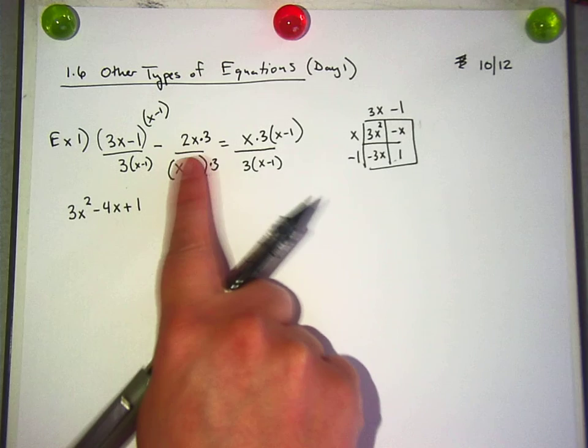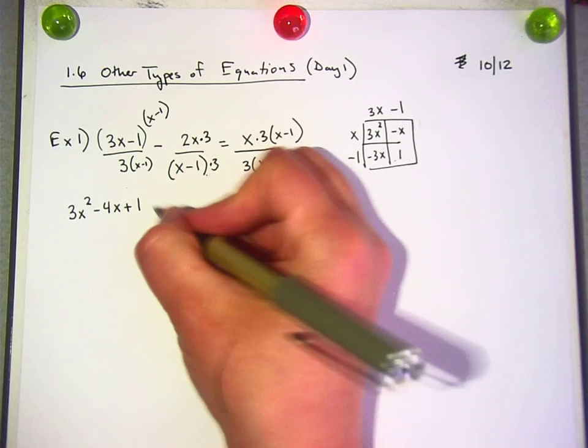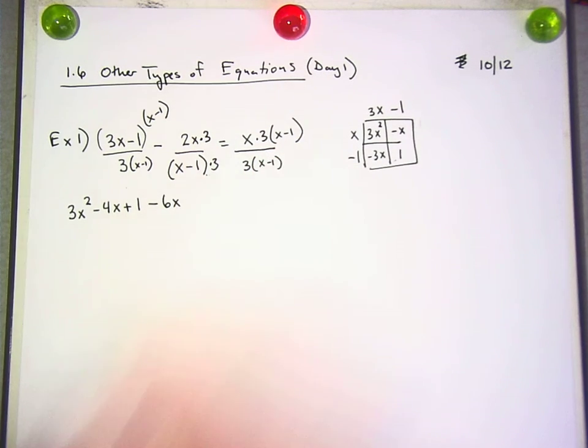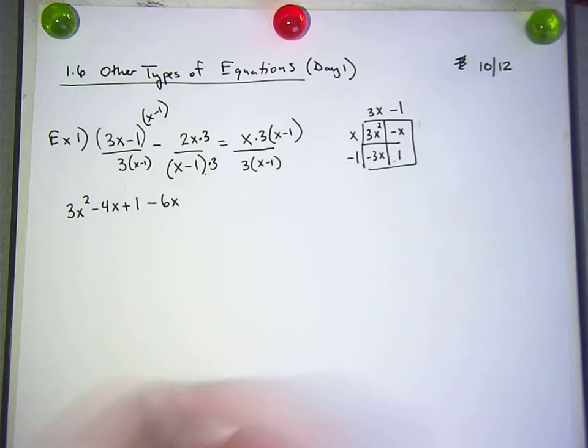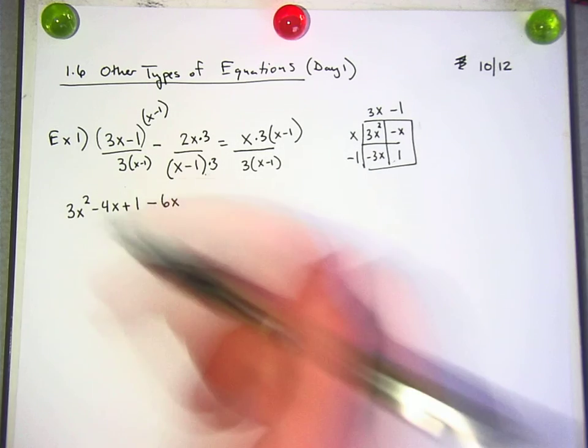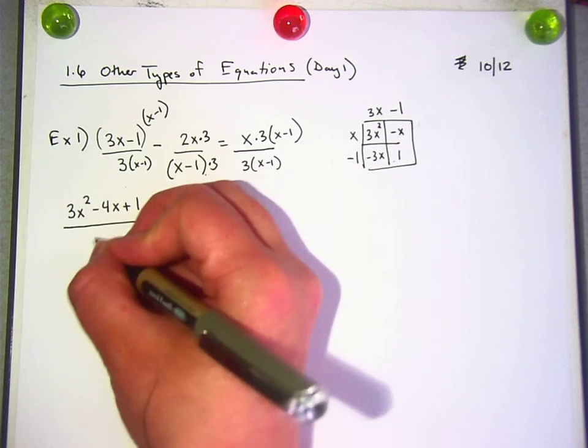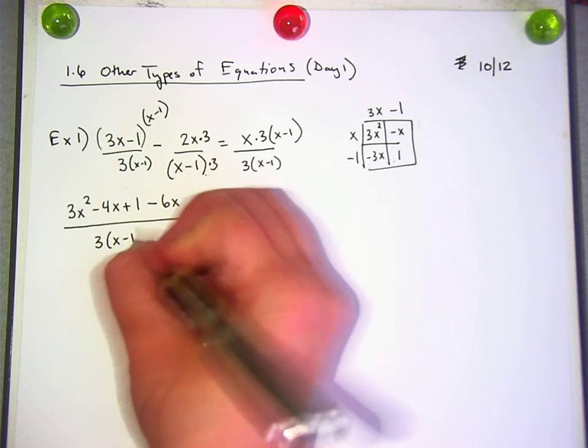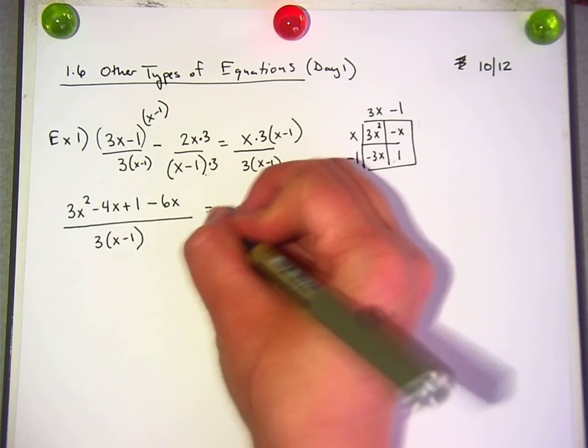What is 3 times 2x? Right, so I'm going to write minus 6x. Do you know where the minus came from? The subtraction sign right there. That's all over 3 times x minus 1 equals.